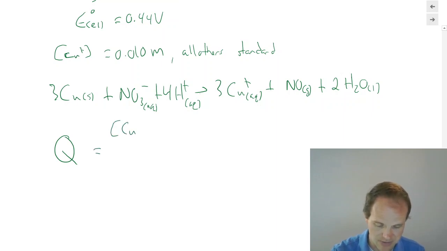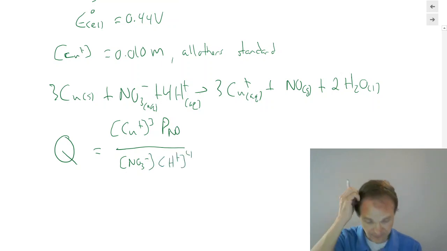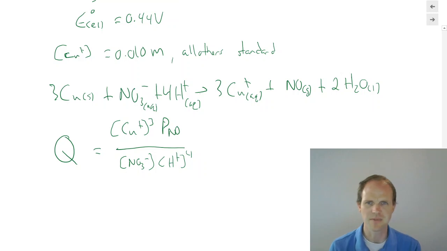It's going to be the concentration of Cu plus cubed times the partial pressure of NO, divided by the concentration of NO3 minus times the concentration of H plus to the 4th. Now you'll notice our Q looks a little weird because we've got a concentration multiplied by a pressure, and that's okay. When you have these cell potentials and these delta Gs, they were calculated using gaseous NO. And so gaseous NO is what needs to go into our equation for our Q, for our K. Even though this is what we call a mixed phase Q, a mixed phase K, it's okay. It's built in there. The calculations are already done with that mixed phase in.